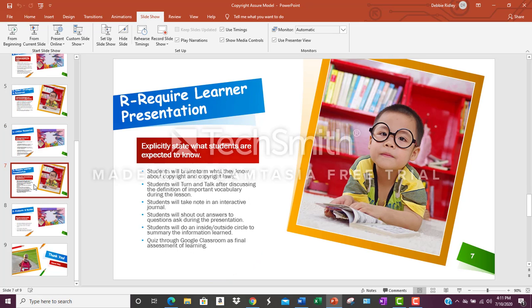R. Require learner participation. Explicitly state what students are expected to know. Students will brainstorm what they know about copyright and copyright laws. Students will turn and talk after discussing the definition of the important vocabulary during the lesson. Students will take notes in the interactive journal. Students will shout out answers to questions during the presentation. Students will do an inside-outside circle to summarize the information learned. Quiz through Google Classroom as a final assessment of learning.